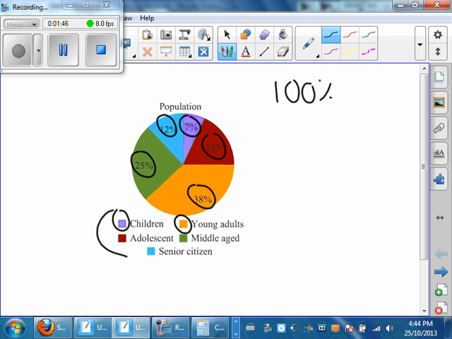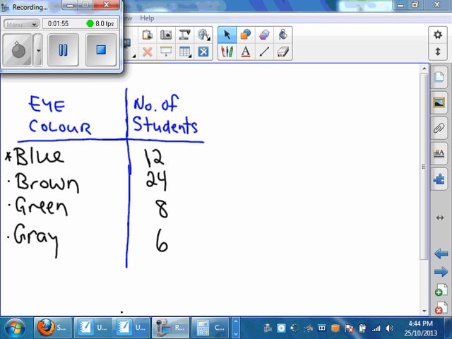So now let's take a look at a little poll that we did and see how that would apply to a circle graph. We went around and asked a number of students what color their eyes were, to determine what percentage of the students had blue, brown, green, or gray eyes. We can see here that there are 12 students that have blue eyes, 24 with brown, 8 with green, and 6 with gray.